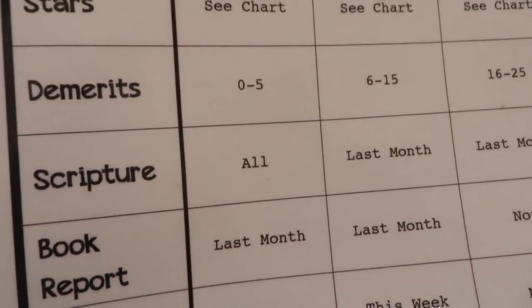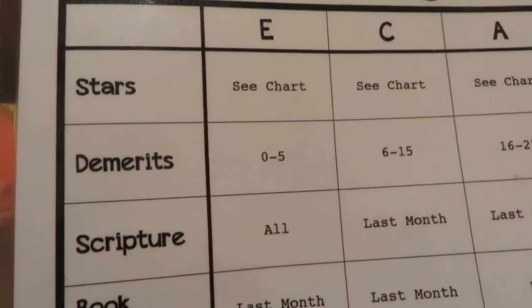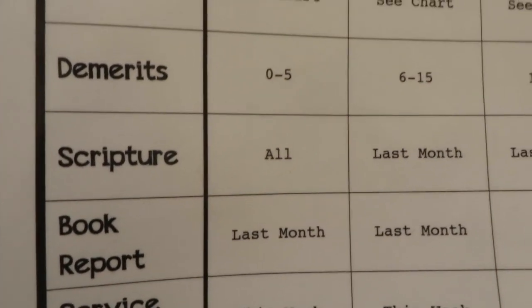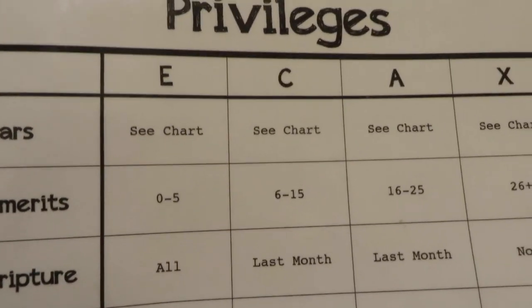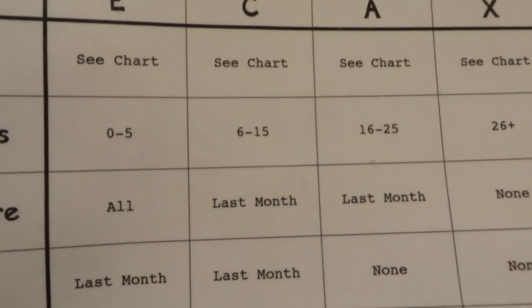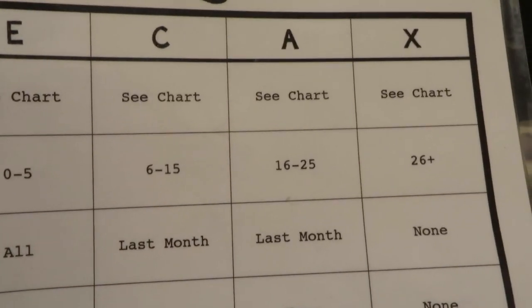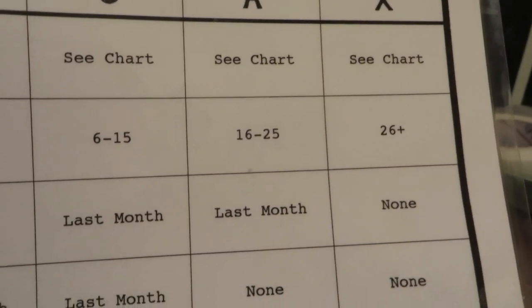They each have to memorize a scripture, and E means that they have done every one for the whole year that they were required to memorize. C means they had to have done at least the last months, and same for A. And X, they don't have to do any.